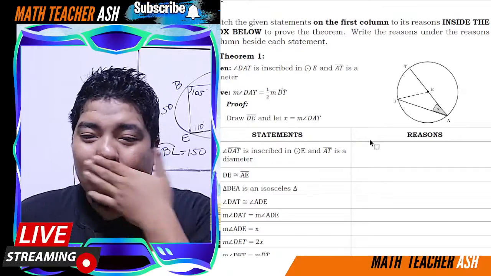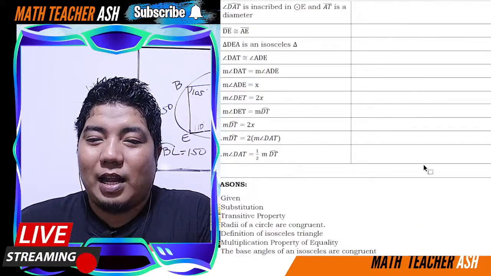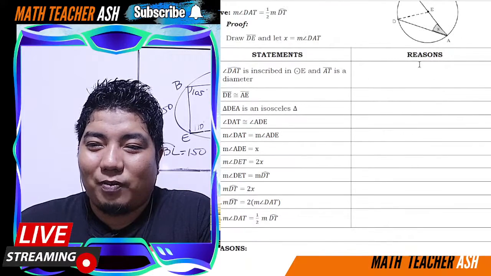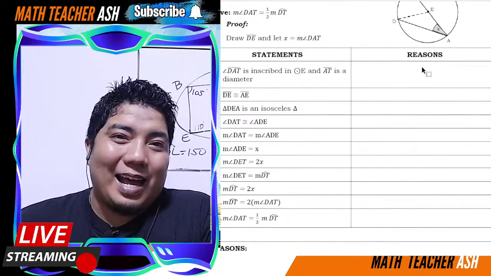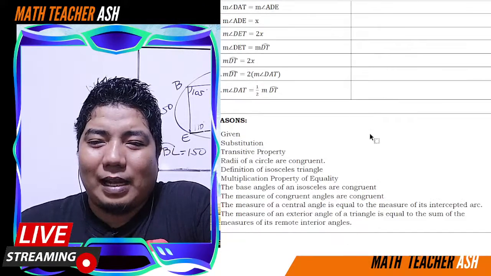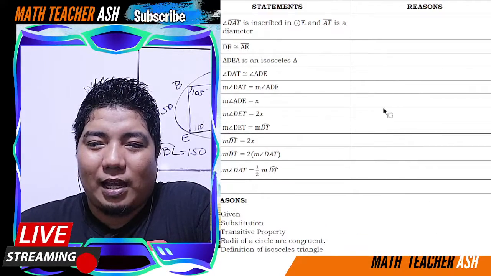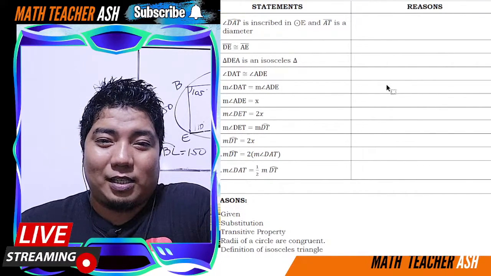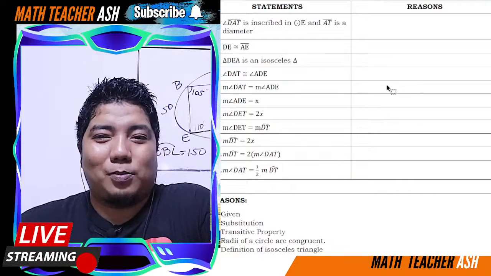So there are already statements, and what you will do is just put the reasons here. Of course, you already know the first reason to put. Okay, that will always be the given. So this is very easy because you just look for it and put it here. I will not give that, my dear math learners, for sure, because your teachers also want you to answer this.